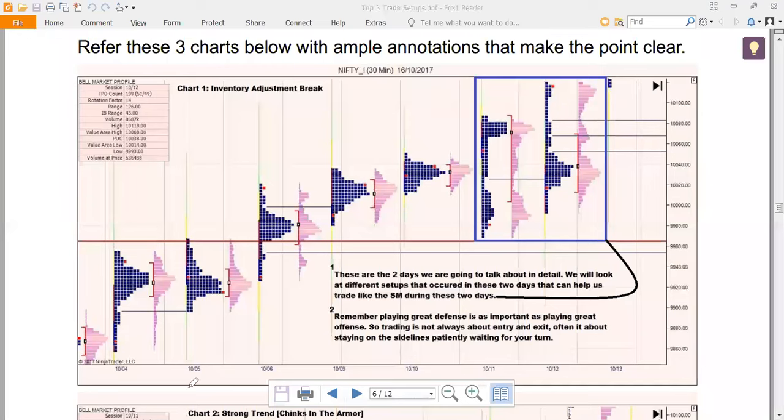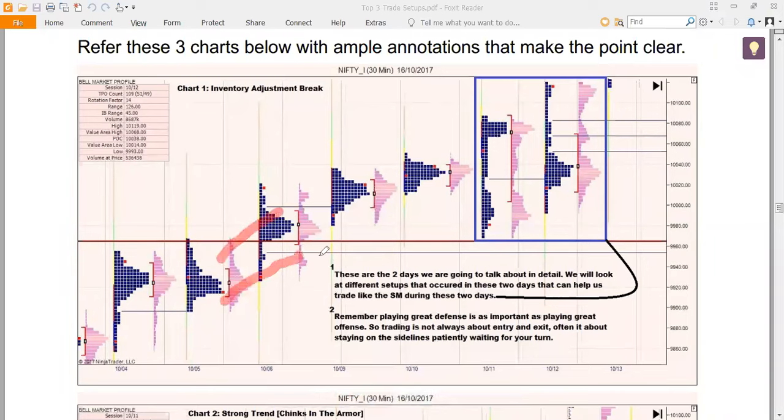Now, in market profile terminology, the way we define trend is by means of higher value area placement. So you can see that here the value area moved higher. Once again, it moved higher. Once again, it moved higher. Here also it was higher. So basically, the trend of value area placements is what decides if the market is trending or not in market profile terminology.